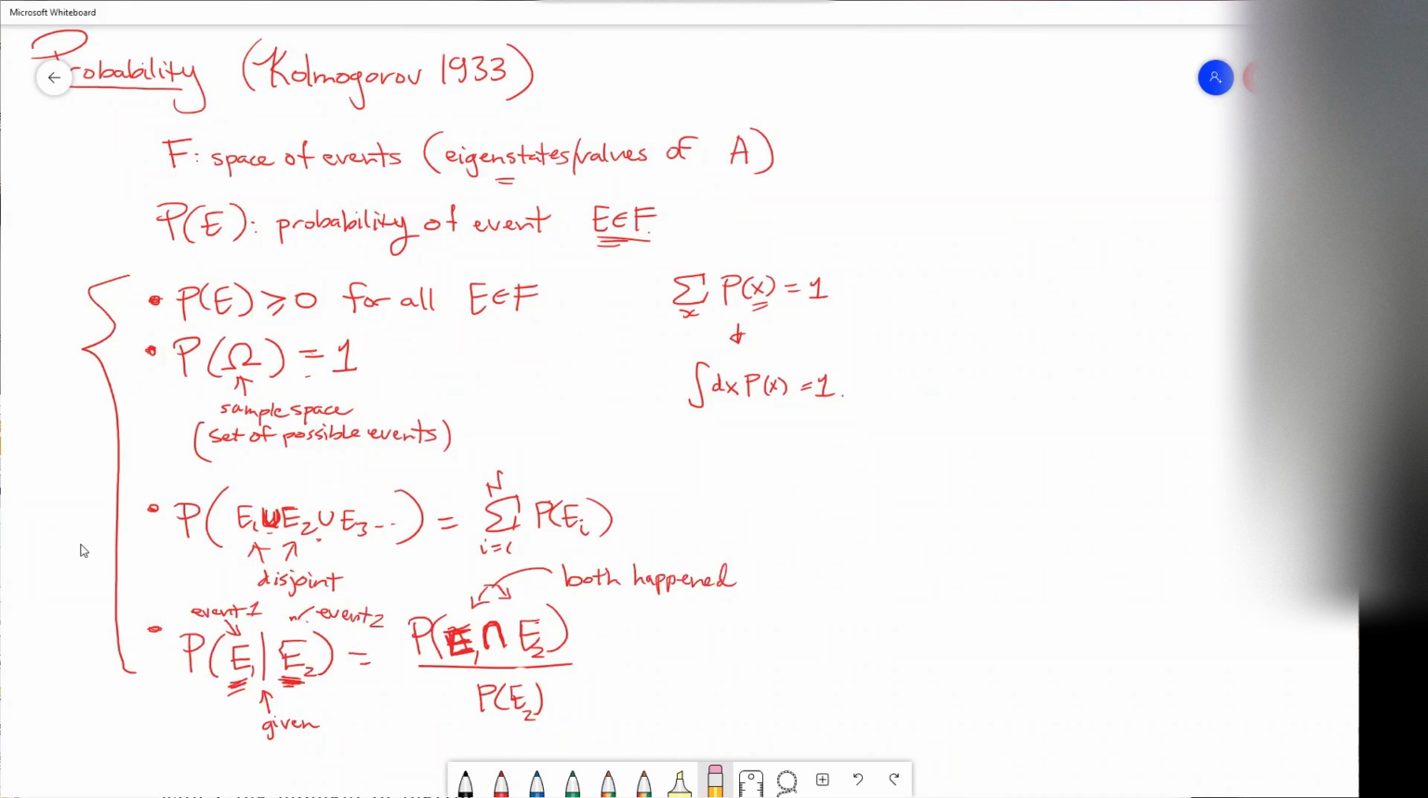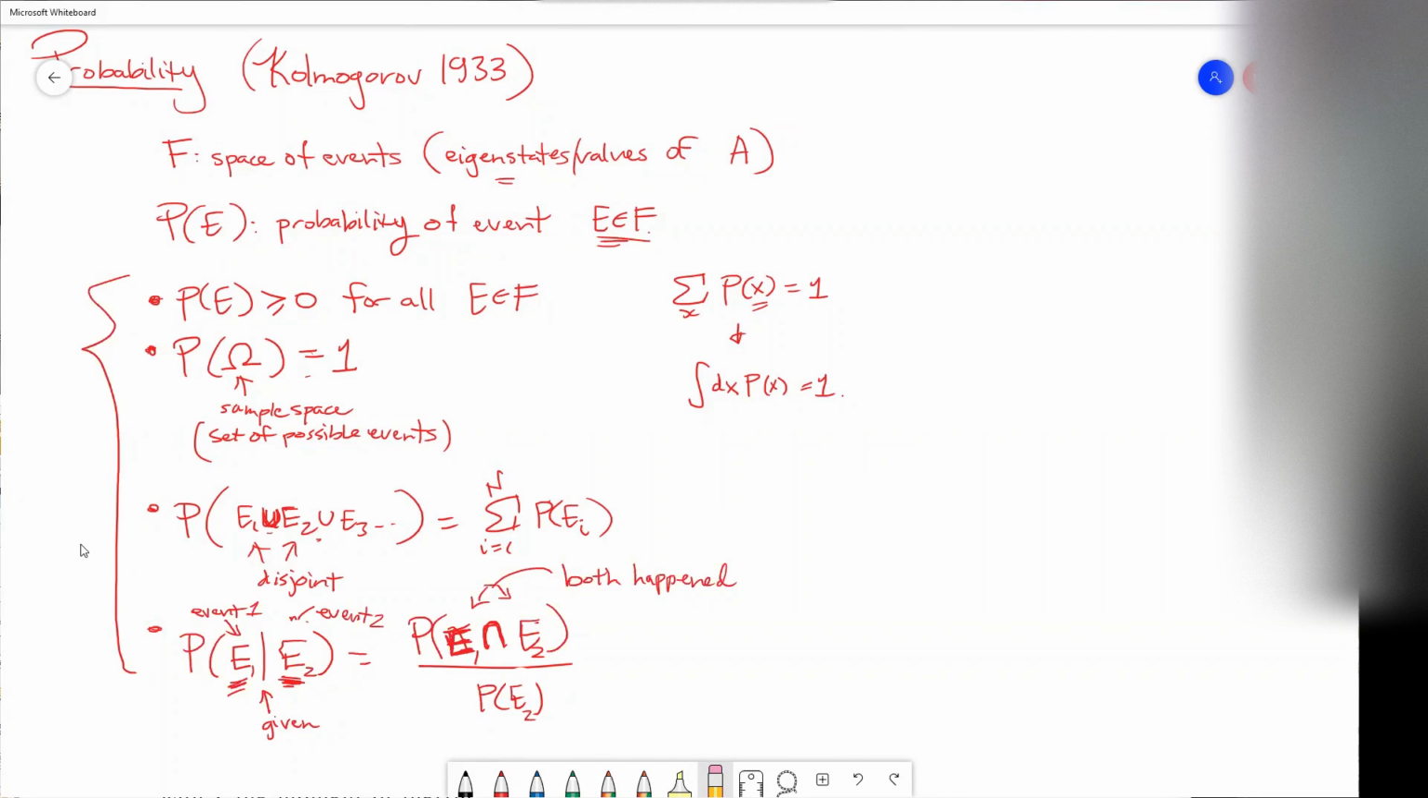When you say P of omega is equal to 1, is that the total set of all events, which is E1, E2, E3 till infinity? I don't know. So my question really is, what is the relationship between omega, E and F?